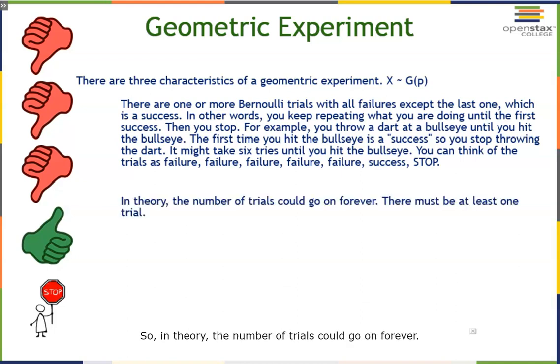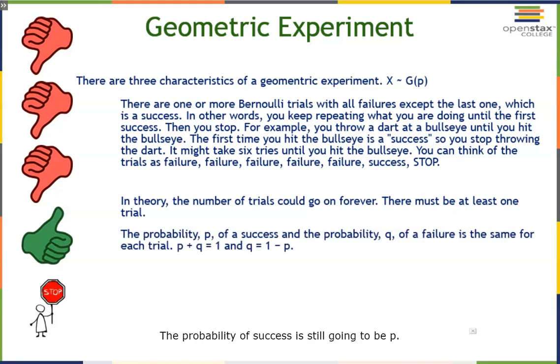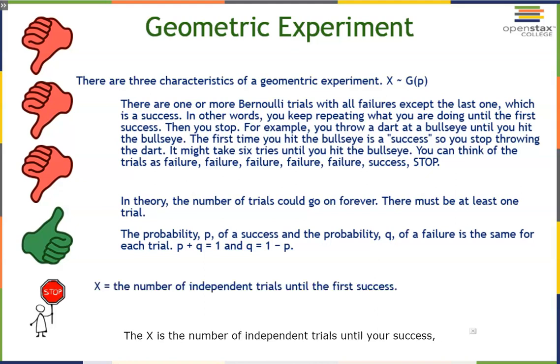So in theory, the number of trials could go on forever. There must be at least one trial, but it could go on forever. The probability of success is still going to be P. The probability of a failure is going to be Q. And of course, P plus Q equals 1. The X is the number of independent trials until your success. So you go, go, go until you get a success and then you stop.